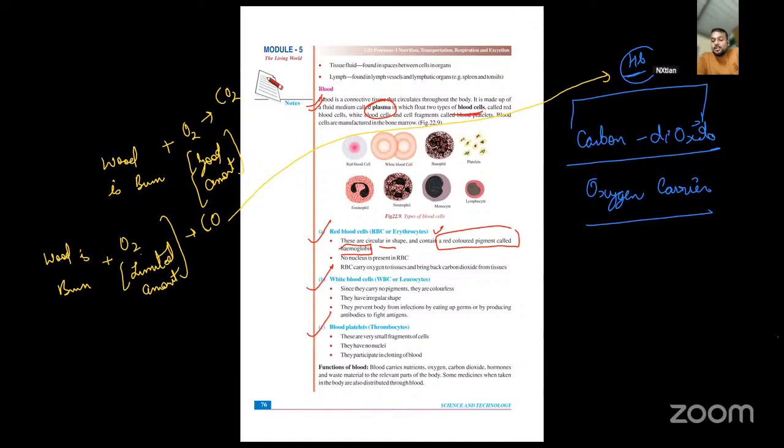Okay. Now erythrocytes. Erythrocytes are also called red blood cells, which are red in color because of hemoglobin. Now leukocytes are called WBC, white blood cells.